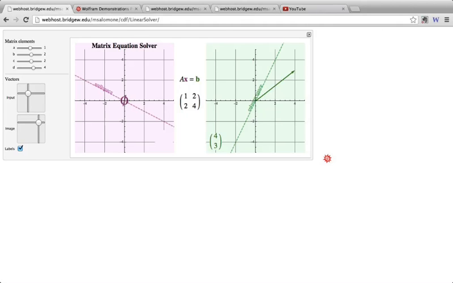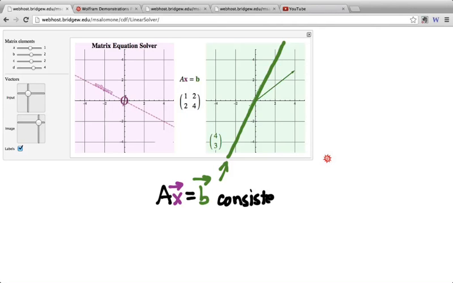There's no solution. Because the column space consists of all the B's for which AX equals B is consistent. It's another way to think about what the column space is. AX equals B is consistent only for these B's, for B's that are in the column space. Only if B is in the column space.